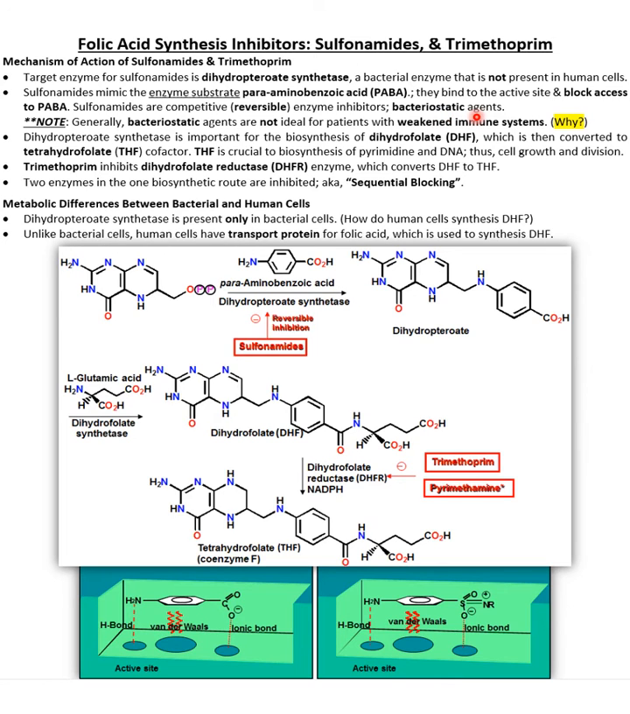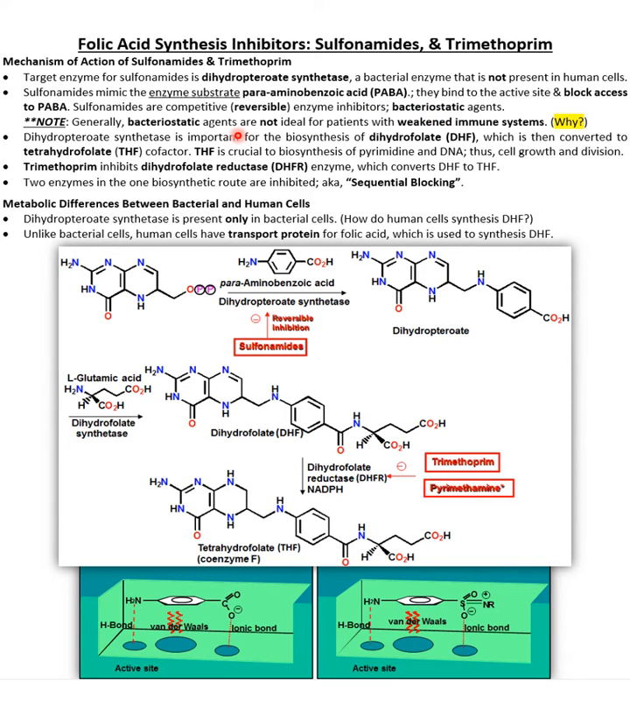The sulfonamide is considered a bacteriostatic agent, and the same for the trimethoprim, because they do not bind reversibly, or they do not inhibit the enzyme forever. Okay, so this is something to keep in mind.